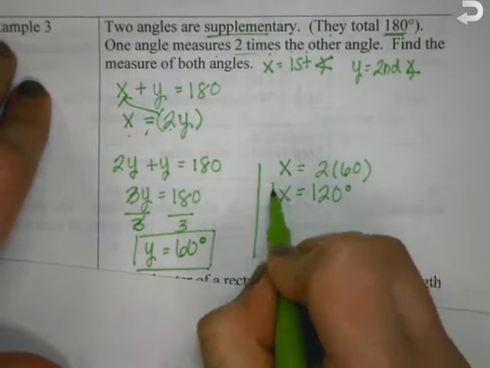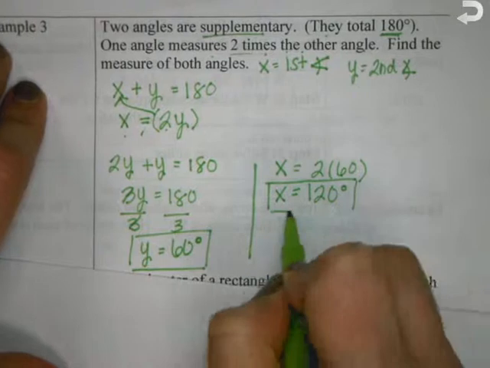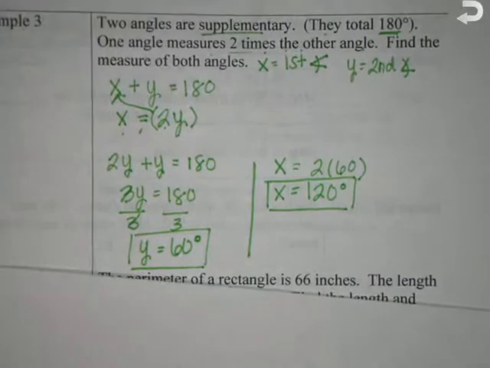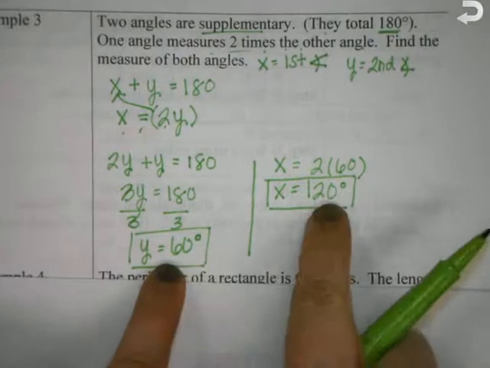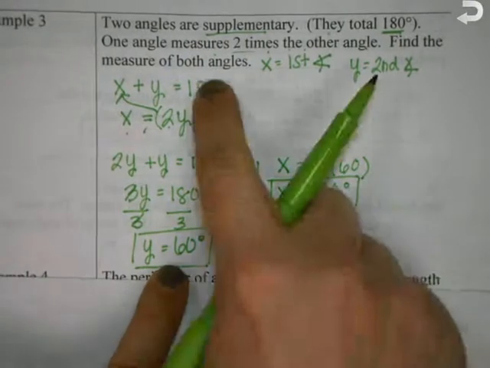Do a mental check really quick. What is 60 plus 120? 180. And what is 60 times 2? 120. So it works, right? Okay.